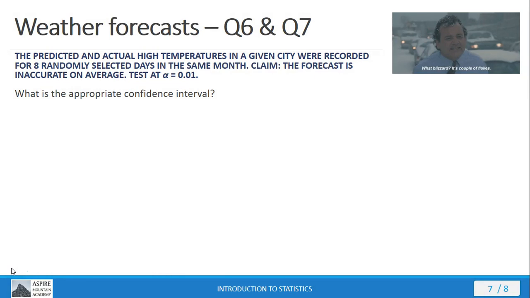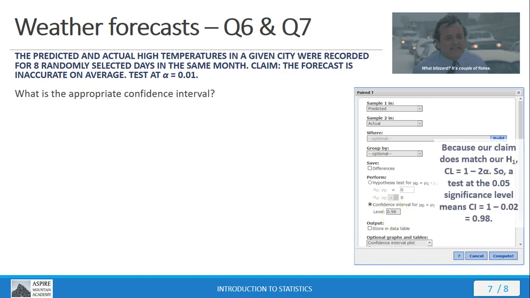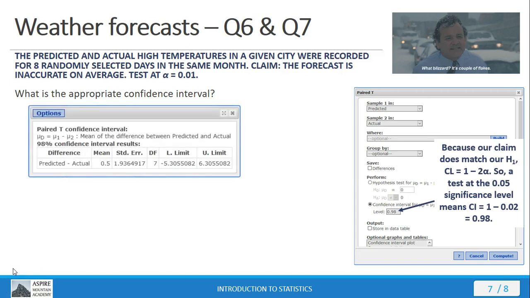The appropriate confidence interval, well, there's a match between our claim and our alternative hypothesis. Therefore, we're going to want to use 1 minus 2 alpha to calculate our confidence level. So going back to our options window there in StatCrunch, we just flip this radio button down to confidence interval, and then notice we've got 98% for our confidence level. That's because there's a match with our claim and our alternative hypothesis, and so therefore we want 1 minus 2 alpha for our confidence level. We press compute, and out comes our results window. We can take our lower and upper limits for our confidence interval directly from the end of the table.